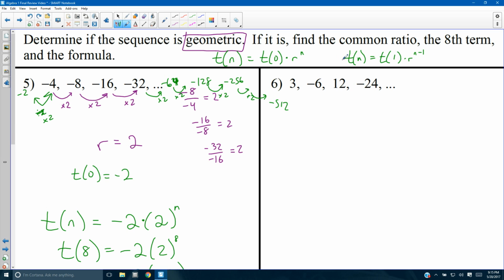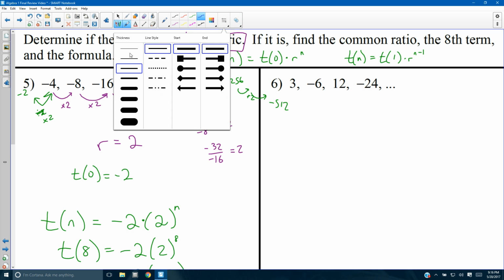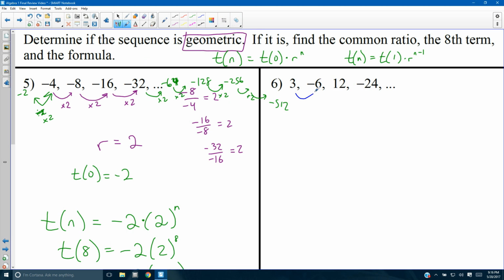Now, why do I use this one? Well, I'm going to use this one in some instances, like problem number 6. And look, I can use this one still. You just might not appreciate using this one for problem number 6. What's different with problem number 6? Well, it is geometric because it looks like it has a common ratio of -2 this time. Notice how the signs change. Common ratio of -2.